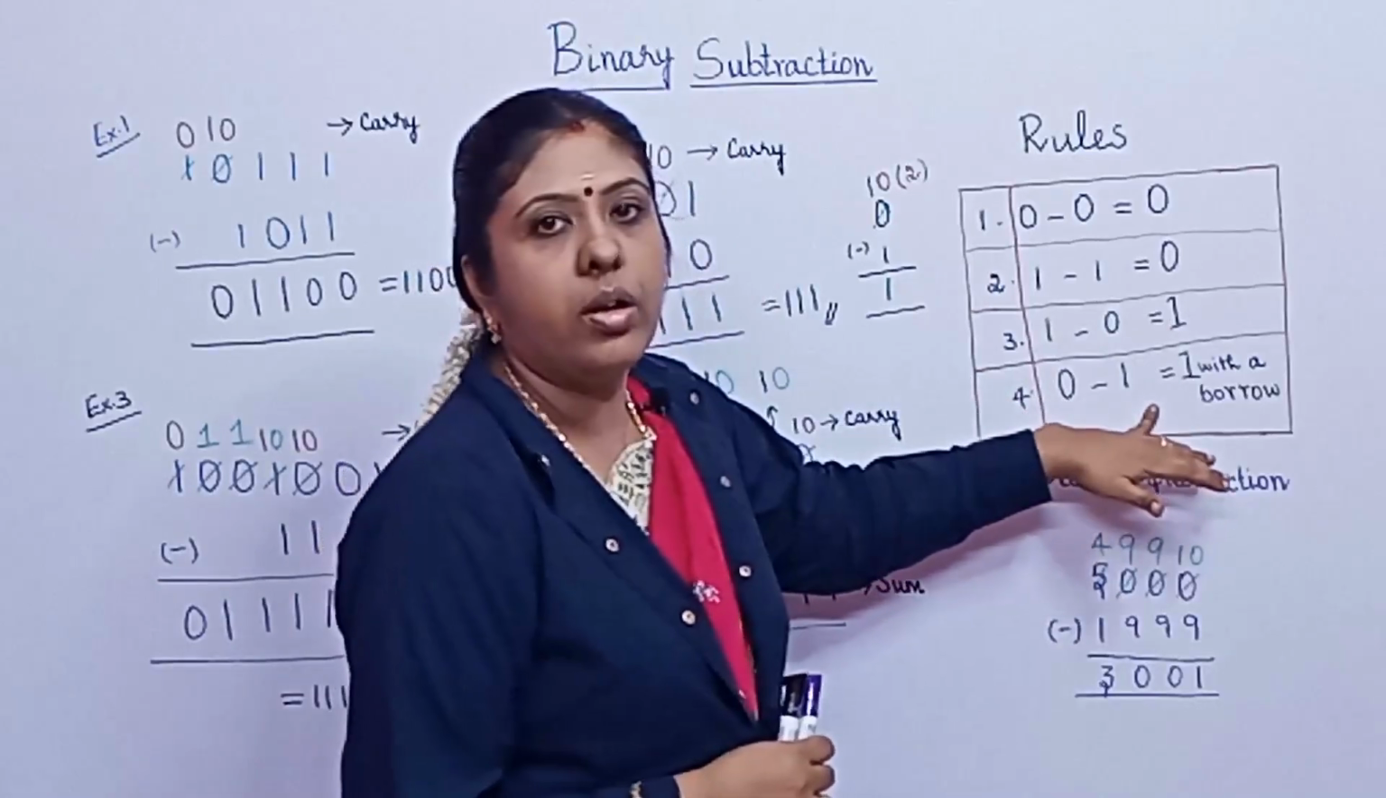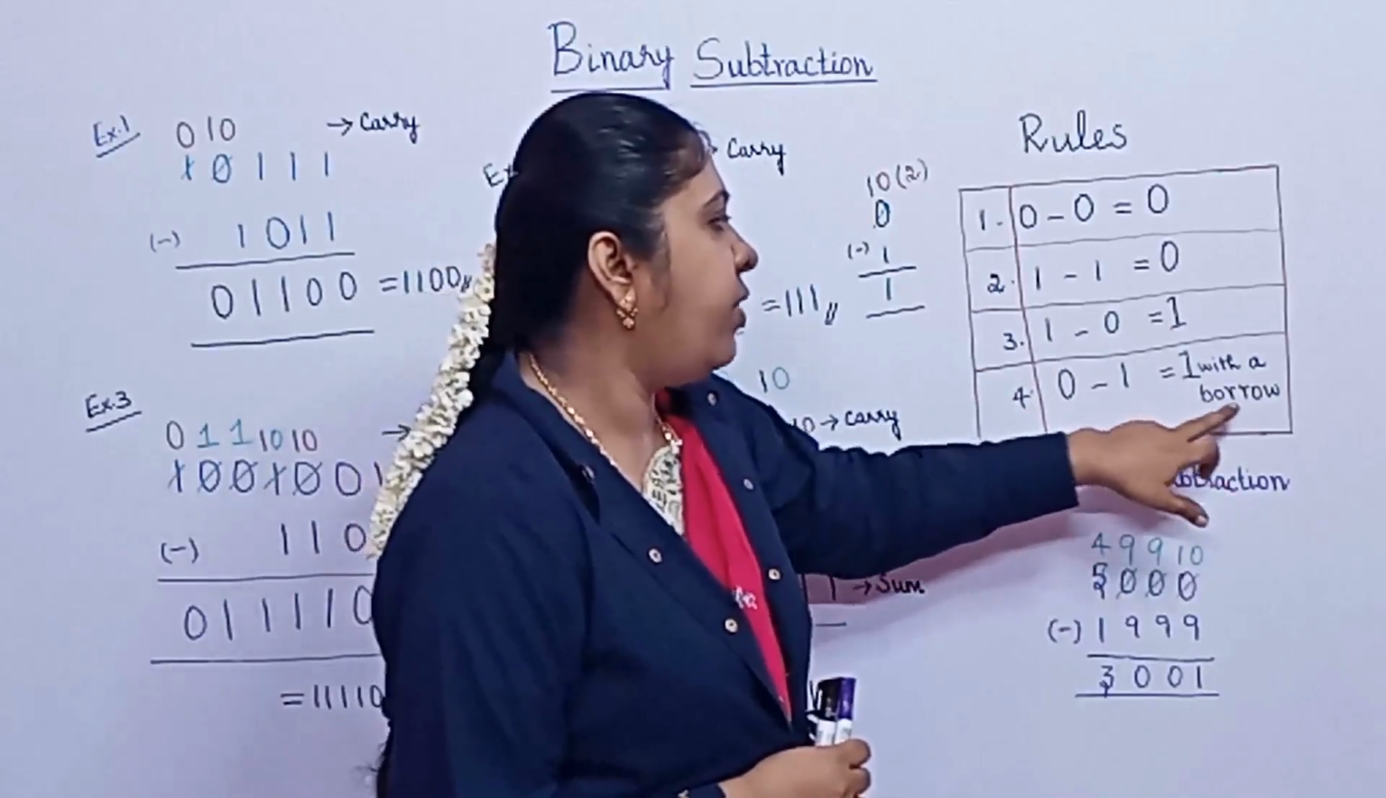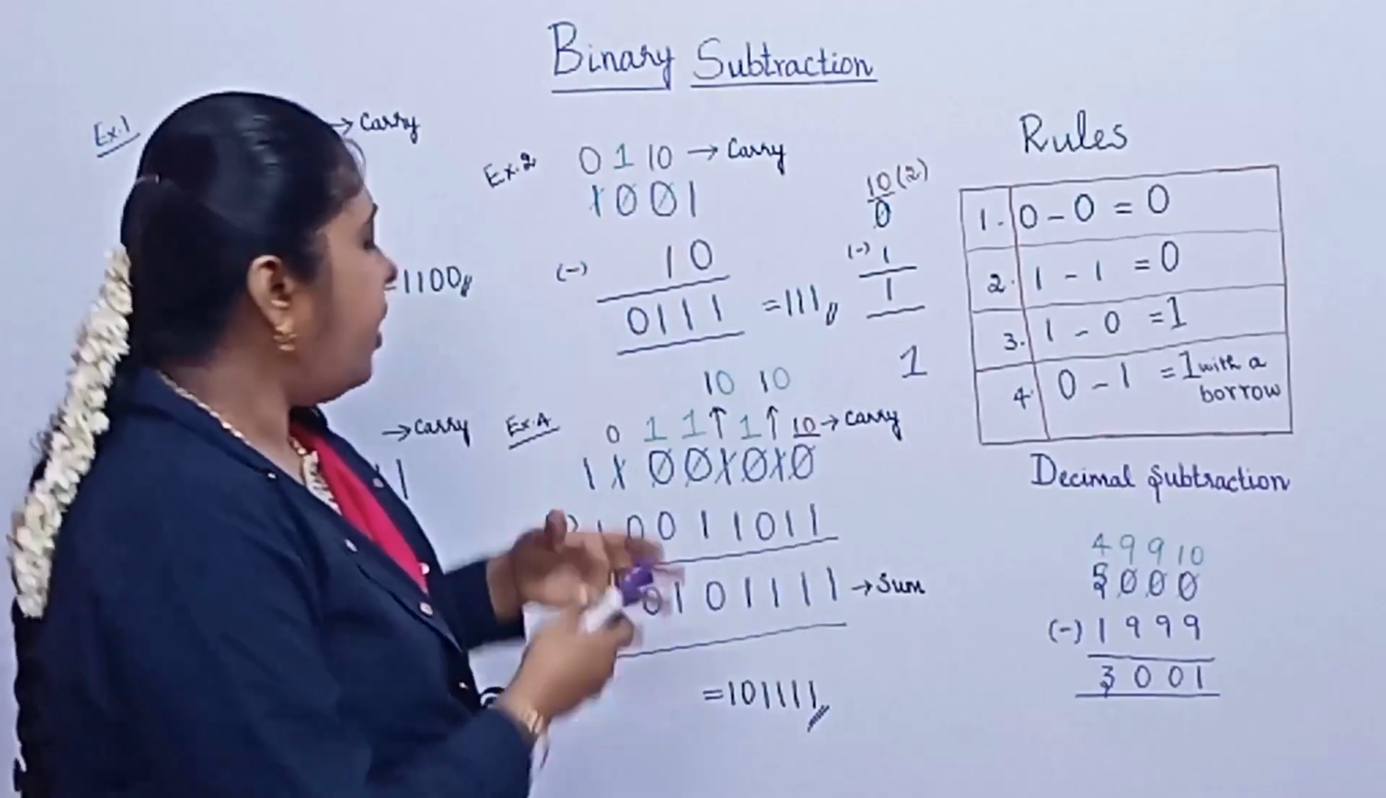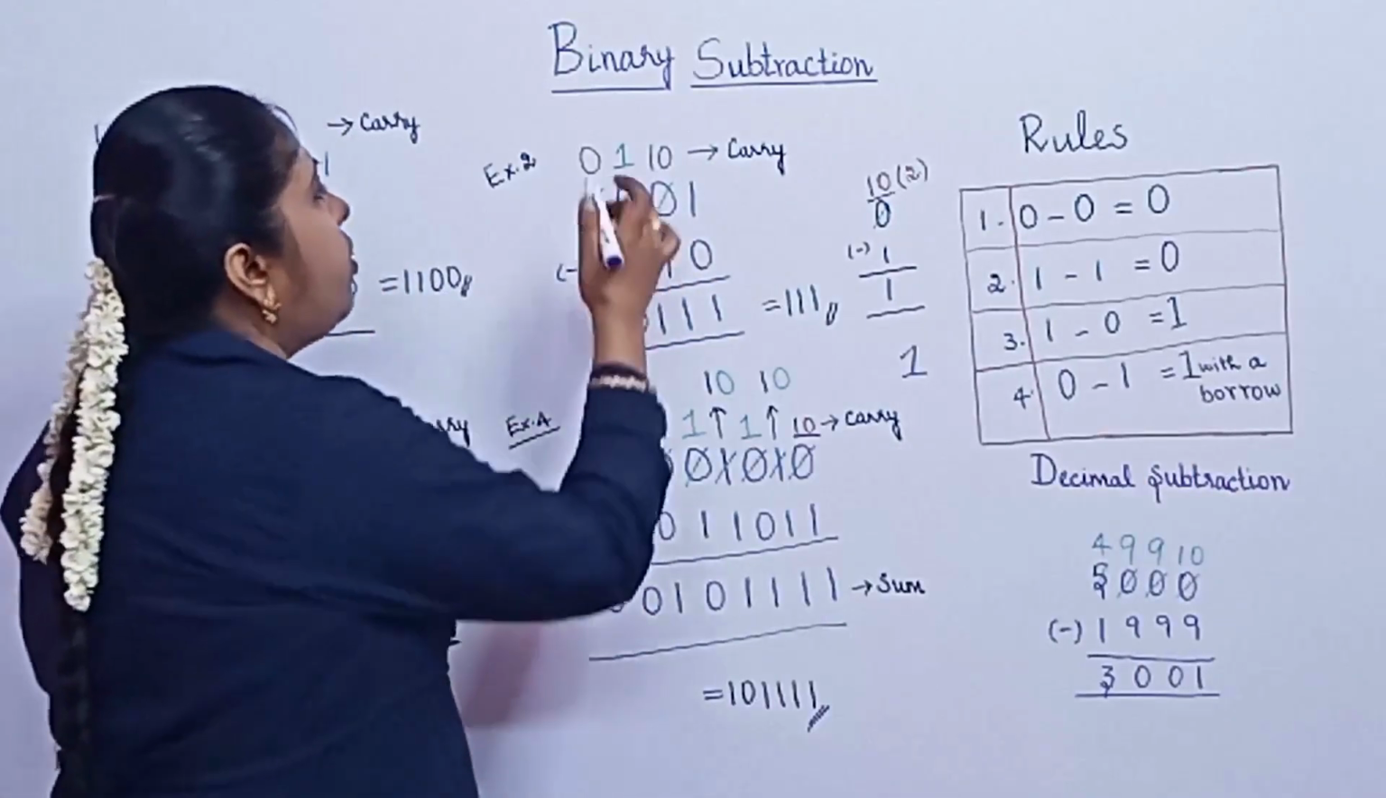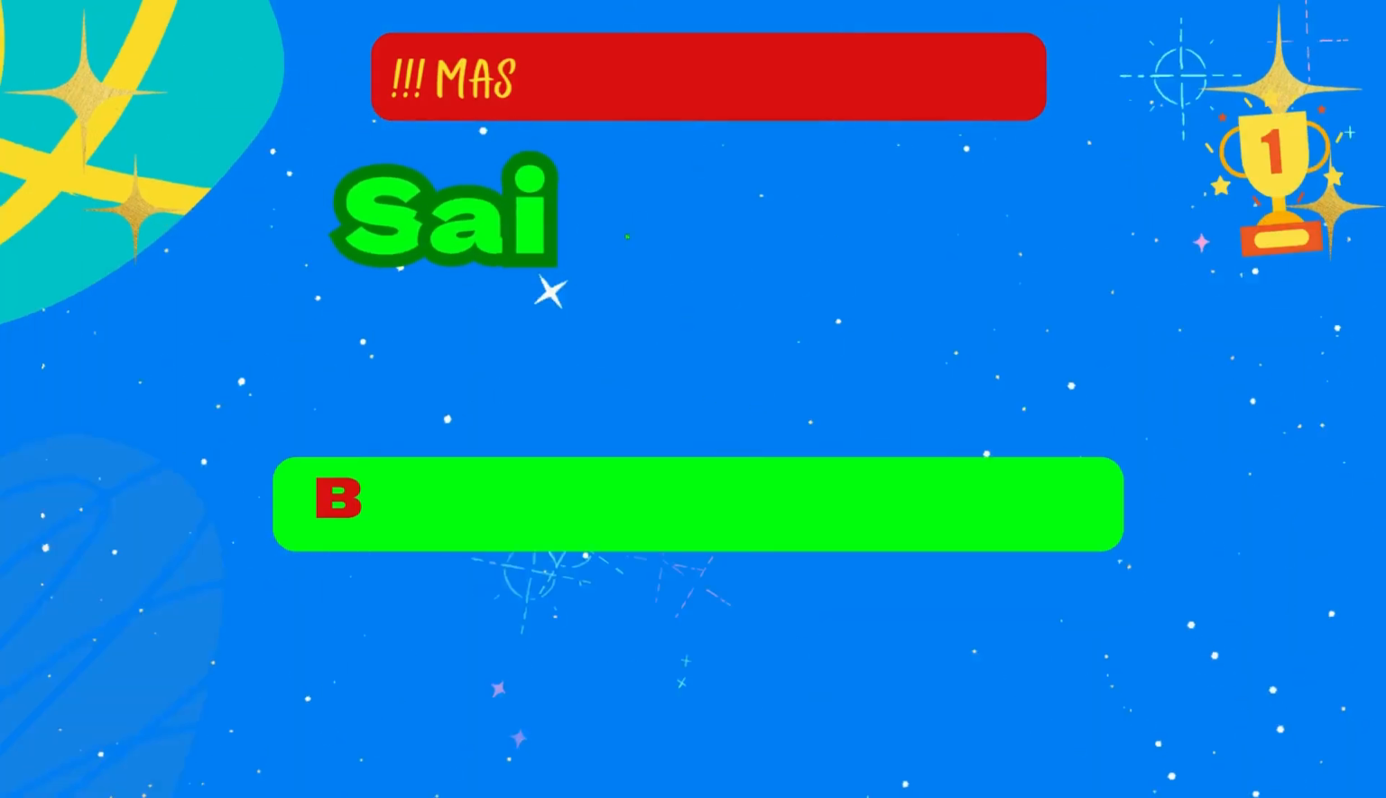0 minus 1, which is read as 1 with a borrowing from this 1 to this 0.